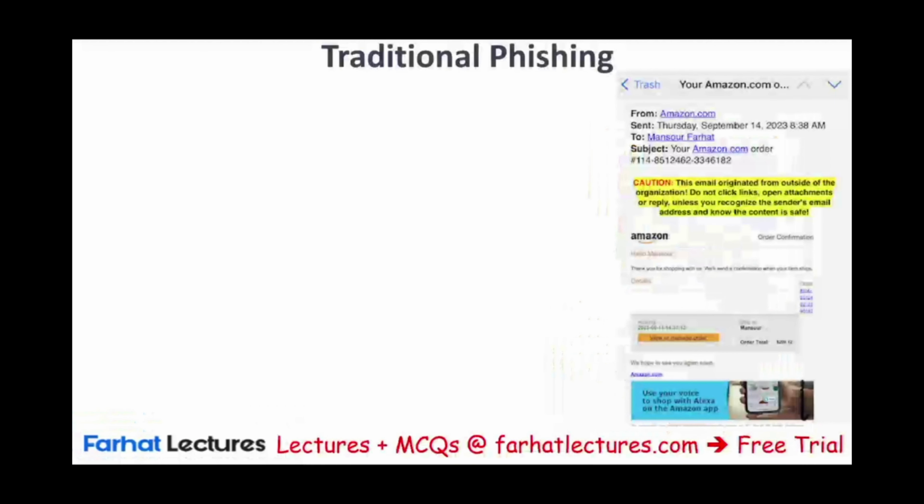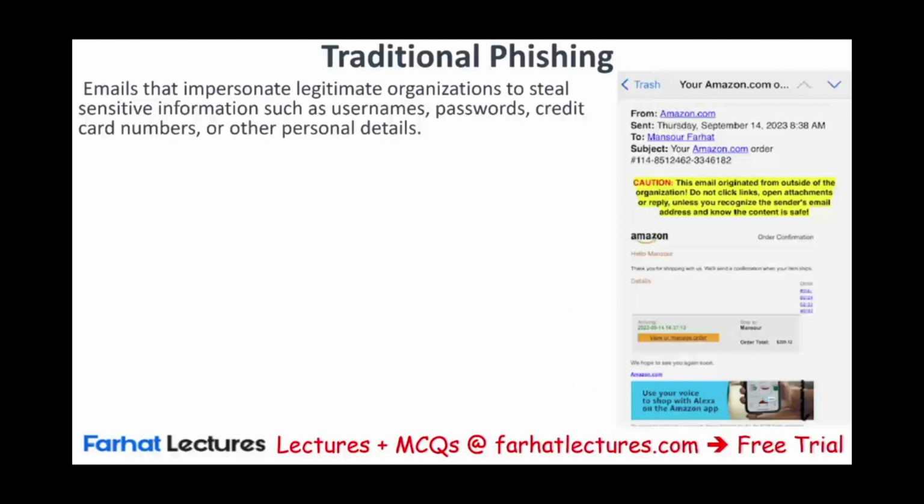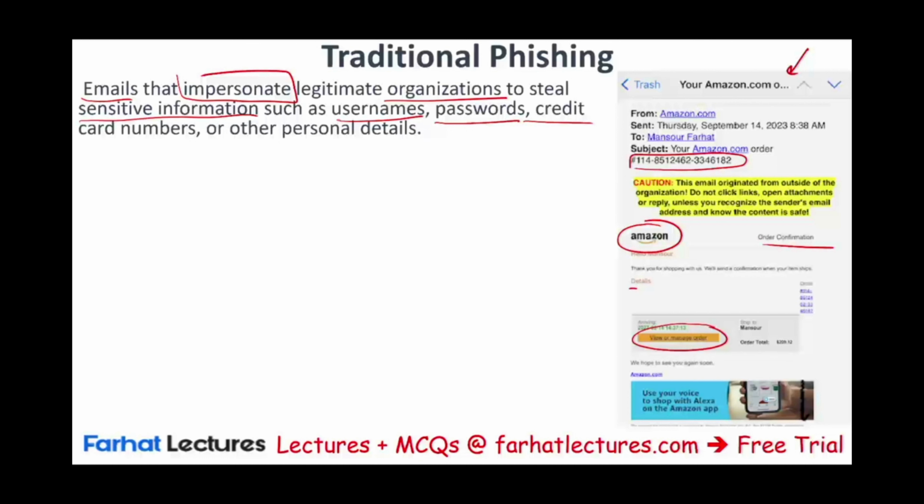Again, phishing is trying to obtain the information illegally. How is that? Well, emails that impersonate a legitimate organization to steal sensitive information such as user's name, password, credit card information, or other personal details. Now, I can show you this email that I received myself, supposedly from Amazon. It says order confirmation, my Amazon order number, details, view or manage order, what's my arrival date, and I purchased $209. We hope to see you soon again, and a small ad from Amazon.